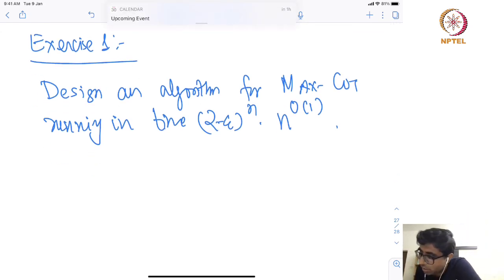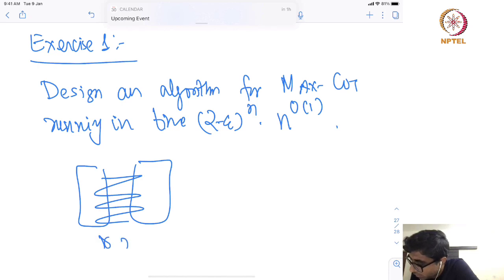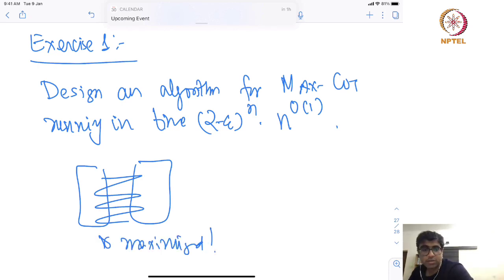So what is the max cut? You want to find a partition of the vertex set of the graph so that the number of edges going across is maximized. Definitely there is a 2 to the power n algorithm, right. You try all possible partitions and do this. This is one exercise.